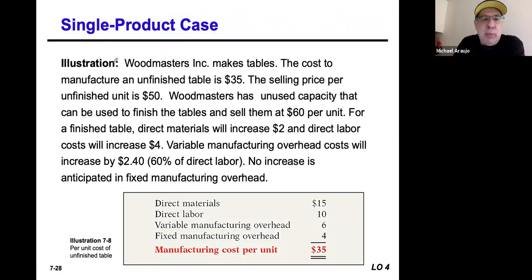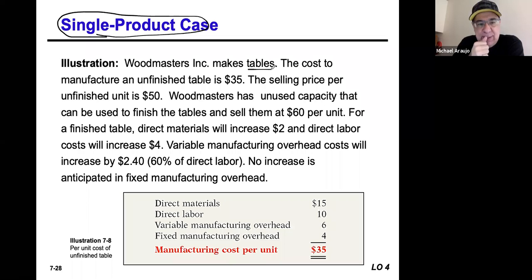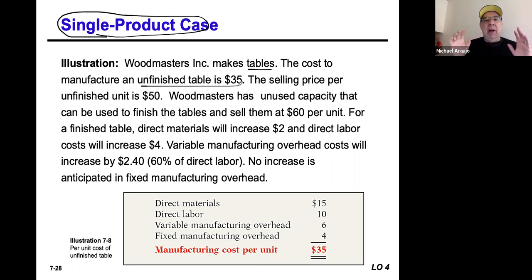Actually, we're looking at it from two perspectives. One is what we call a single product case. In this case, this particular company makes tables, Woodmasters. They know the cost of their unfinished table is 35 bucks. The selling price, which is the revenue for that table, is 50 bucks.